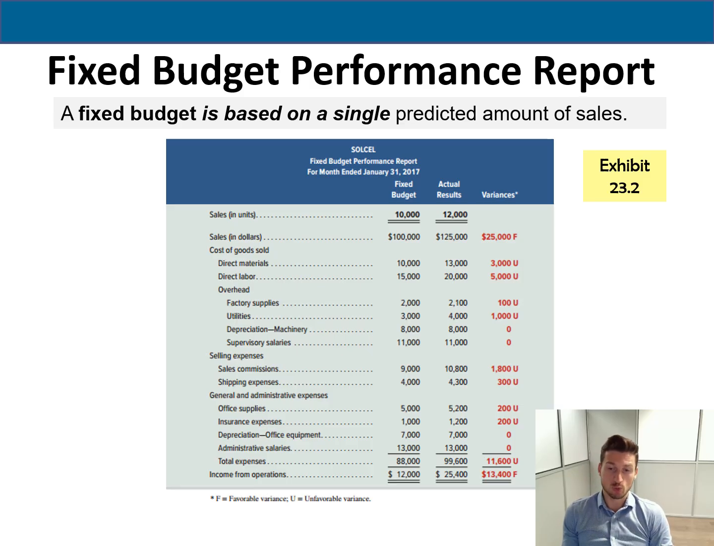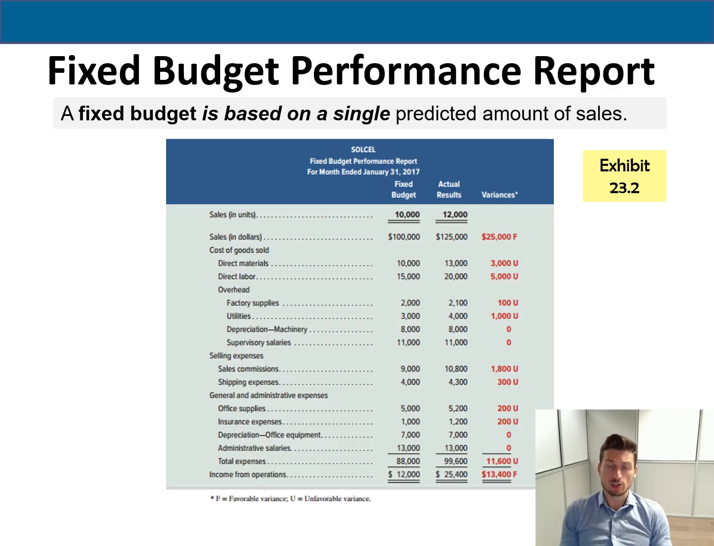So the difference between 25,400 and 12,000 will be 13,400. So finally, even if your sales are higher and your costs increased as well, finally you have 13,400 favorable. This is a good analysis, but there is one problem.